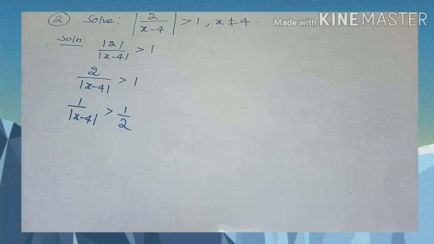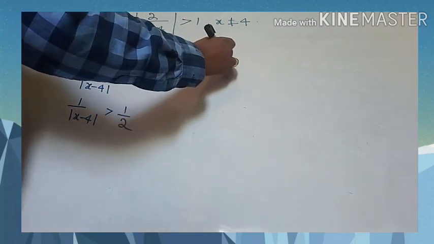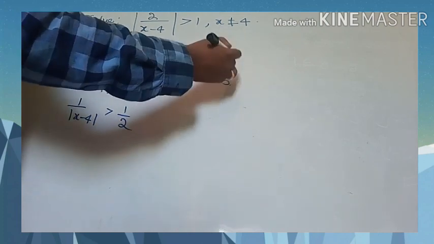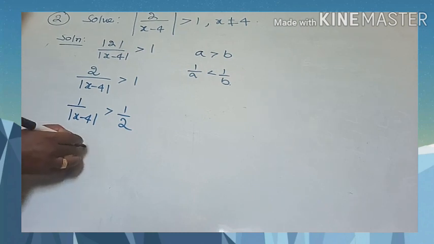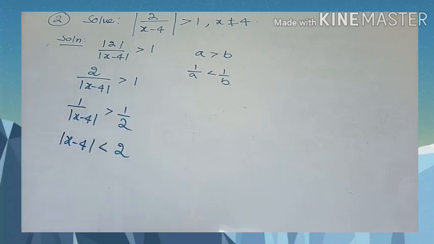Now you see, my dear students, whenever a is greater than b, then 1 by a will be less than 1 by b. It is a very famous property of inequalities. Already we discussed it. By using that fact, we will have modulus of x minus 4 is less than 2. We will get here modulus of x minus 4 is less than 2.